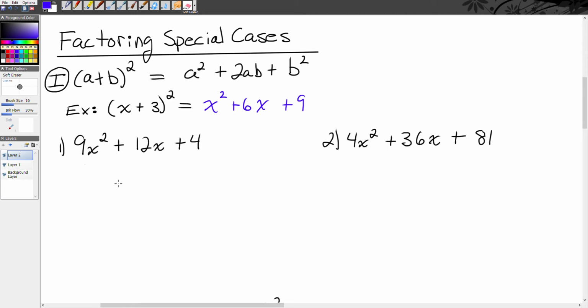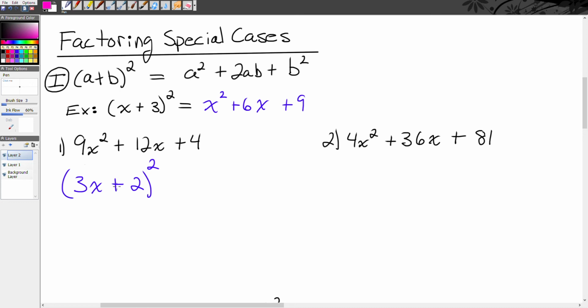So then now we have to think, where does 9x squared come from? Well, what is the square root of 9? 3. And what is the square root of x squared? It's x. So 9x squared comes from 3x plus, and again, I know it's plus because everything is positive. Now at the end, what is the square root of 4? Well, it's 2. So 9x squared plus 12x plus 4 comes from (3x plus 2) squared. And we can go ahead and test that by FOILing it out, or by following a special case.